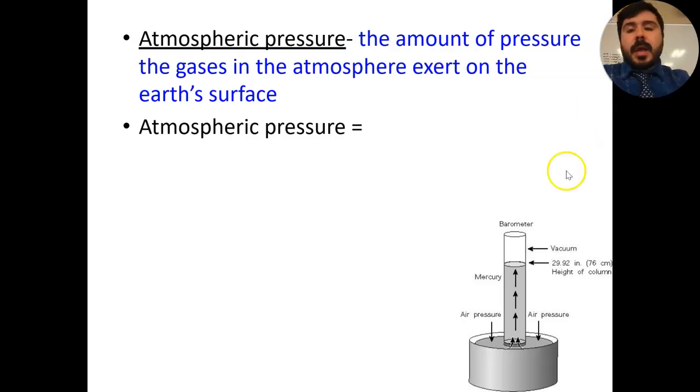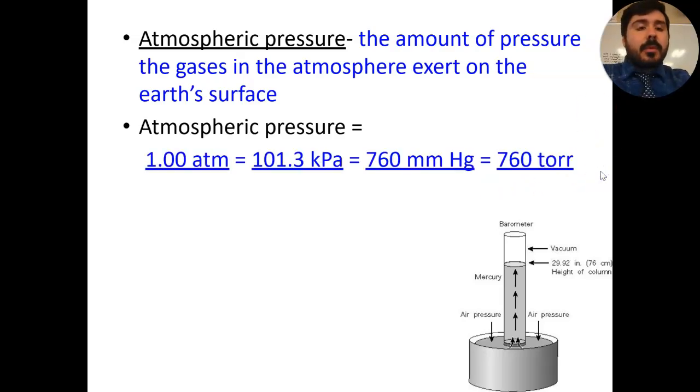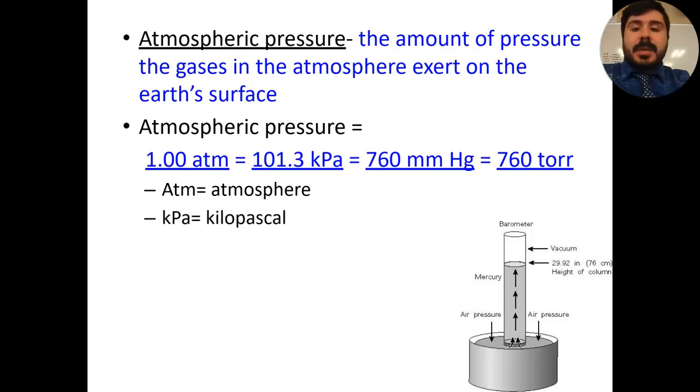Now, atmospheric pressure can have a couple of different measurements. You can measure atmospheric pressure at a given time. It's going to have a measurement of 1.00 atm, and atm stands for atmospheres, so that's a unit. Another unit that pressure can be measured in is kPa, or kilopascal, and atmospheric pressure can be measured as 101.3 kPa.